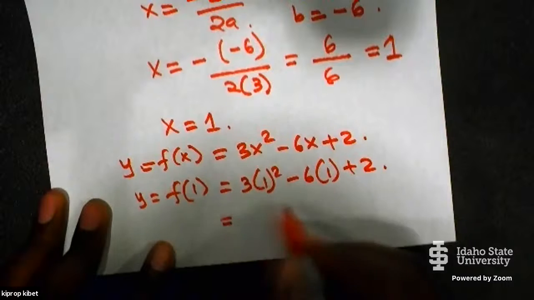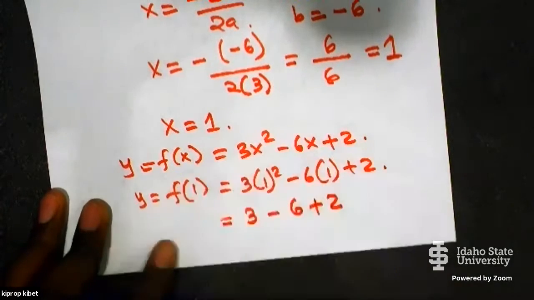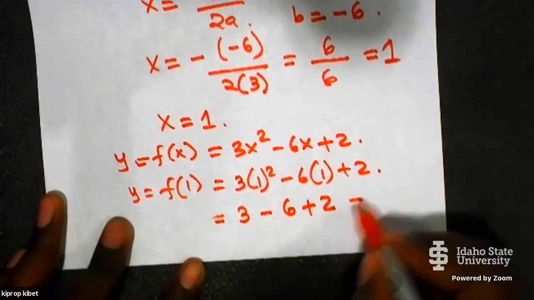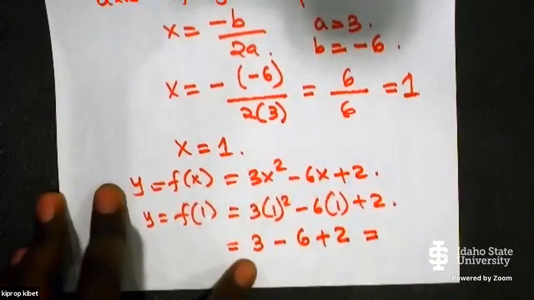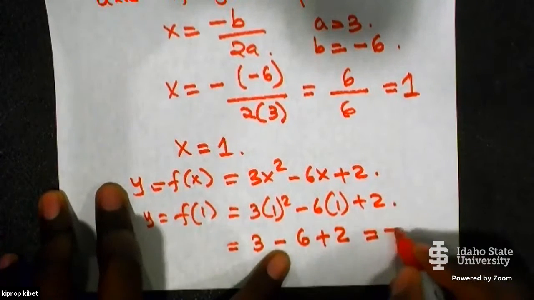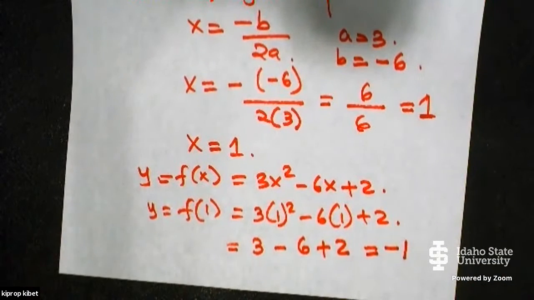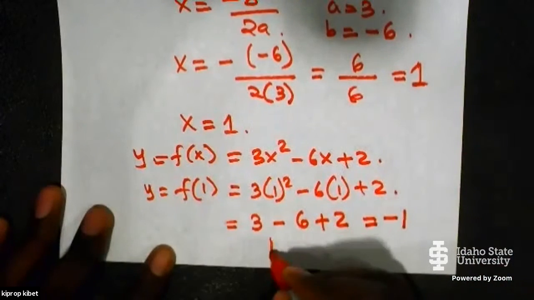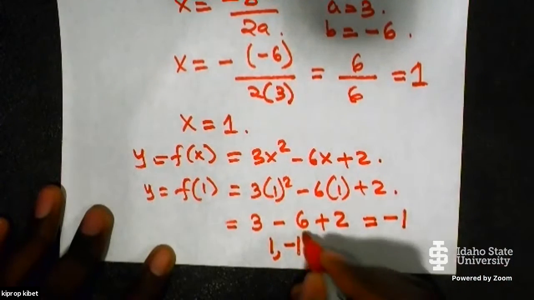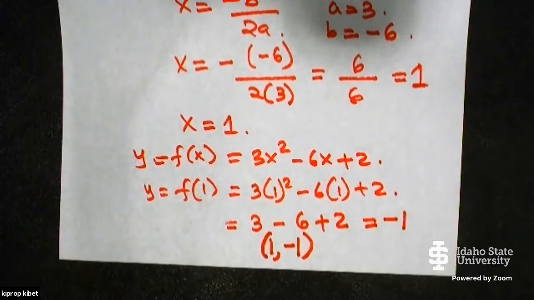So this is equal to 3 minus 6 plus 2, which is equal to what? 3 plus 2 is 5, and 5 minus 6 is minus 1. So the vertex in our case will now be (1, minus 1). So that is our vertex.